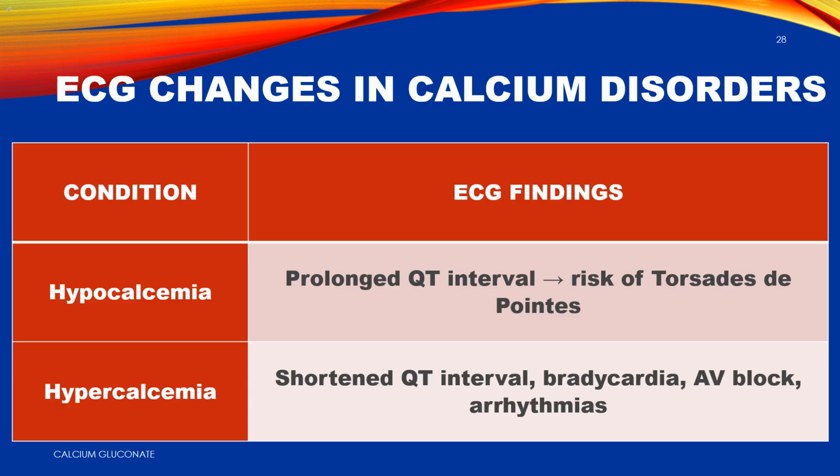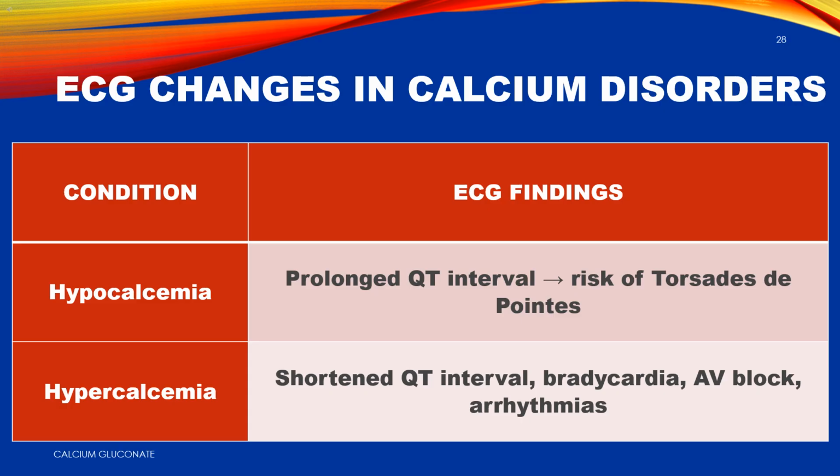ECG changes in calcium disorders. 1. Hypocalcemia. In cases of low calcium levels, ECG changes can include prolonged QT interval. This can increase the risk of serious arrhythmias.